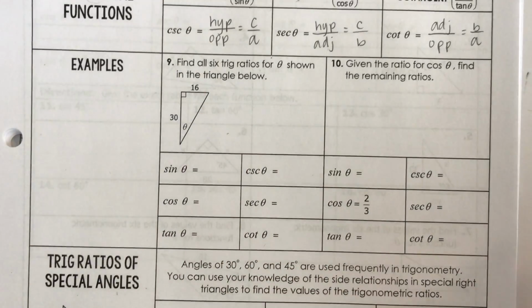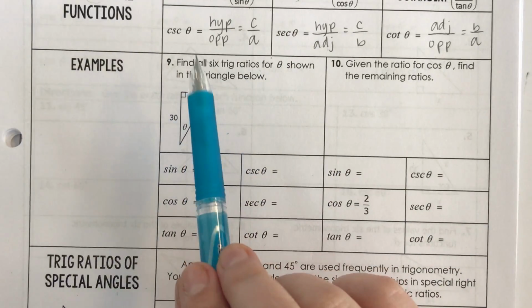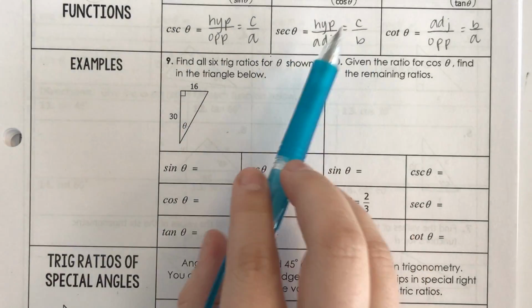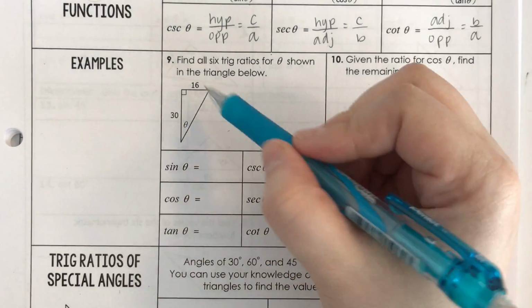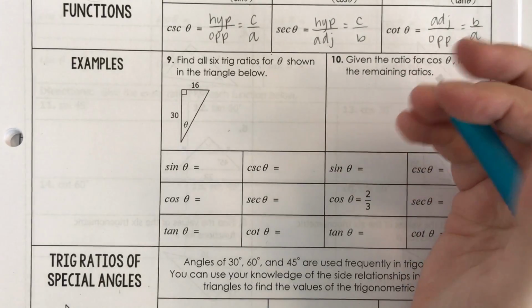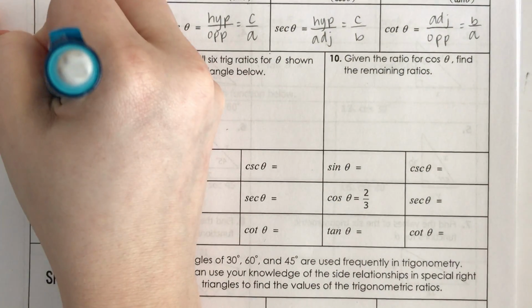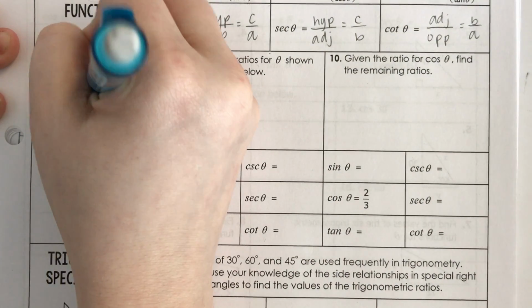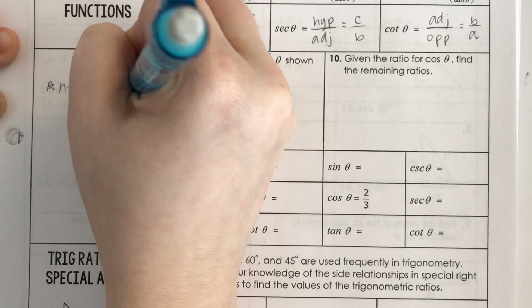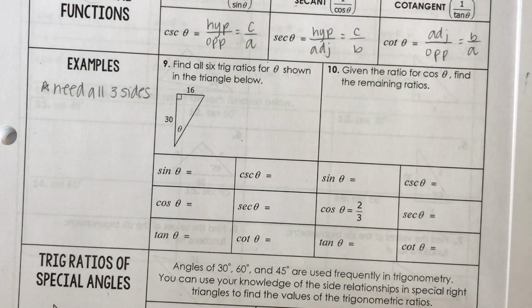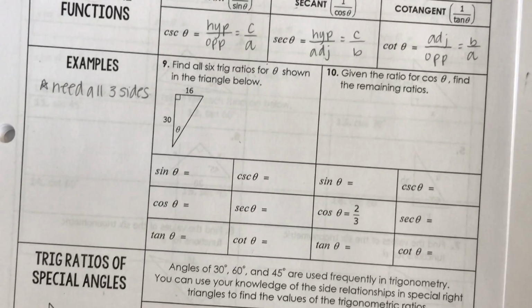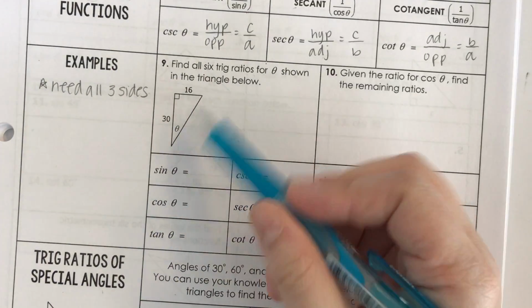Let's do number 9. Find all 6 trig ratios for theta shown in the triangle below. So here's the thing when we use trig ratios, we need to know the length of all 3 sides. So we need all 3 sides. And we learned a formula earlier on in this lesson, I know it seems like forever ago, how to find the third side. Hopefully you remember the Pythagorean theorem. You're going to use it to help you find this third side.